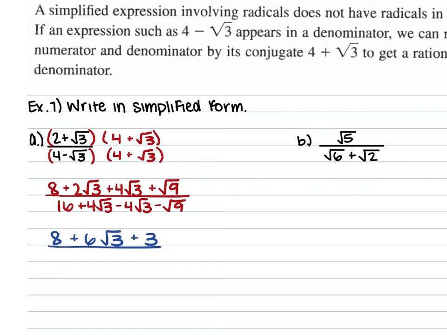In the denominator, your like terms cancel each other out since they're opposites. And the square root of 9 is 3, so that's 16 minus 3. Up top, combine your like terms. On the bottom, combine your like terms. 8 plus 3 gives us 11 plus 6 square root 3 all over 16 minus 3 is 13. Check to see if you can simplify this. Do you have a common factor other than 1 that goes into the 11, the 6, and the 13? You do not, so 11 plus 6 square root 3 all over 13 is your answer for this one.